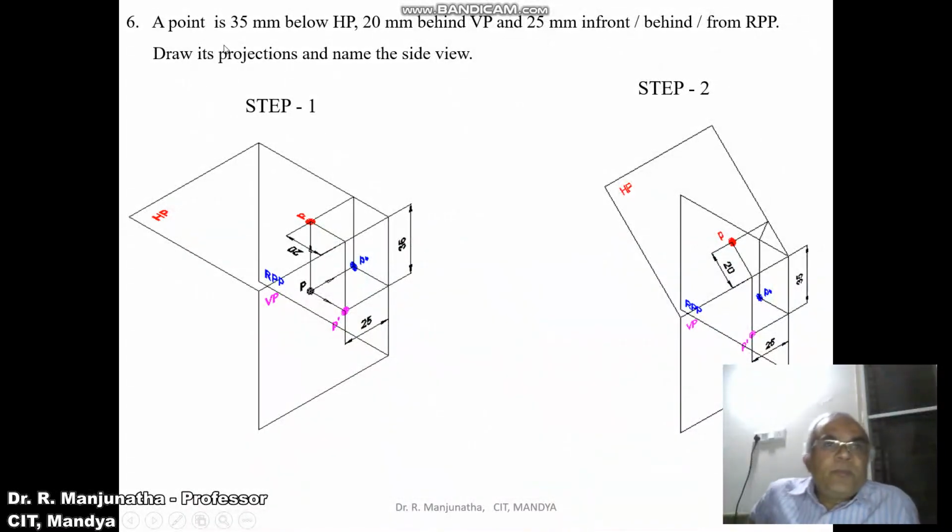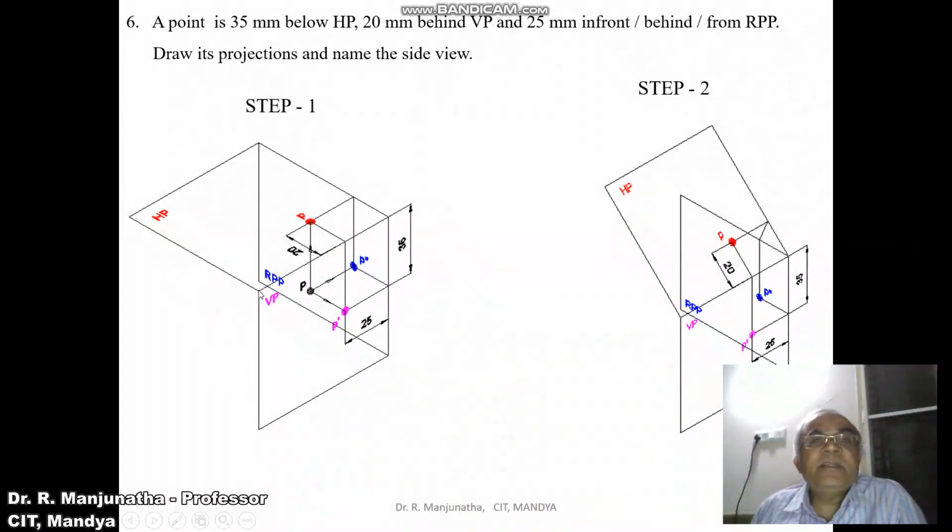We're going to take up this problem. A point is 35 mm below HP, 20 mm behind VP, and 25 mm in front or behind RPP. Draw its projections and name the side view. So this is a case wherein it is below HP. So that means the horizontal plane below, and 20 mm behind VP. So behind VP is here, this distance.